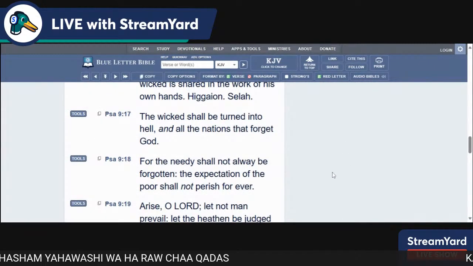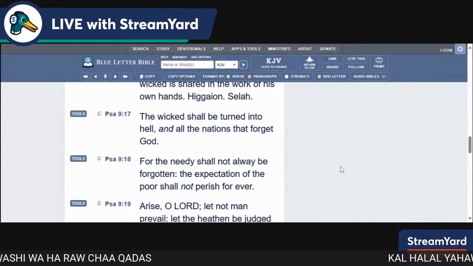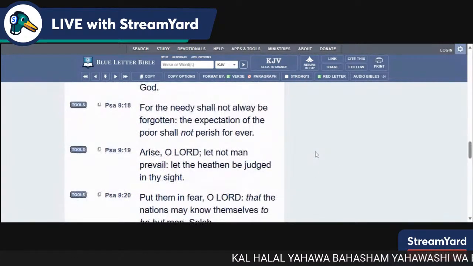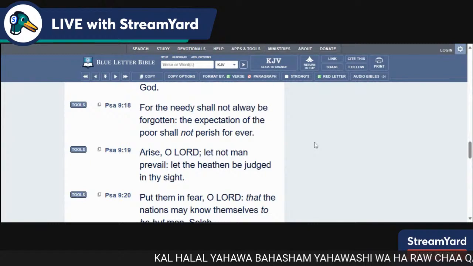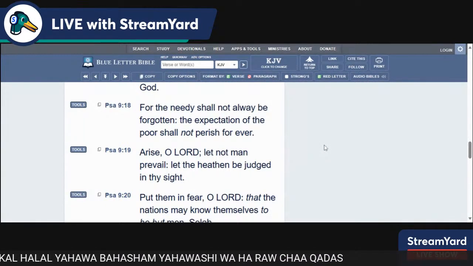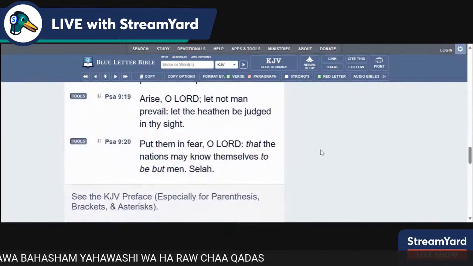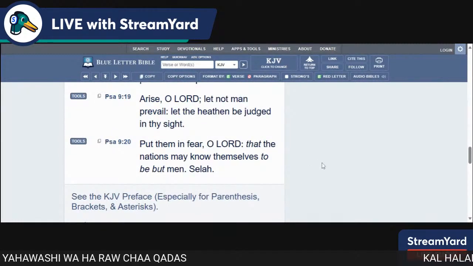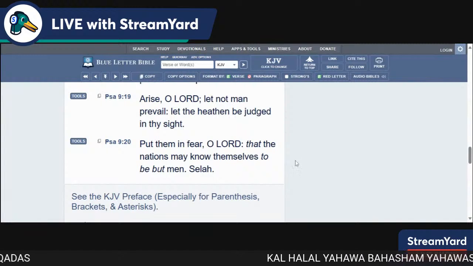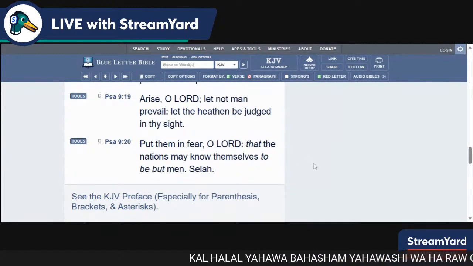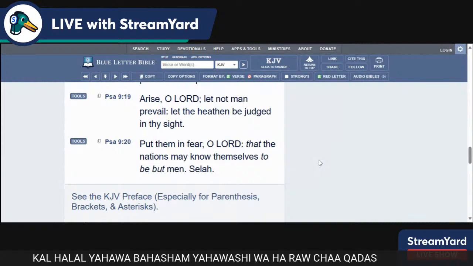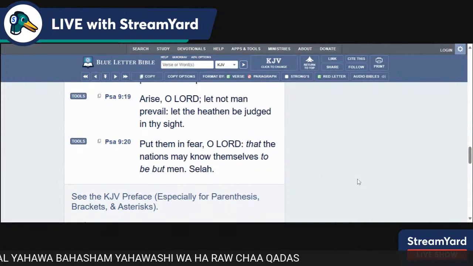The wicked shall be turned into hell, and all the nations that forgot the Most High. For the needy shall not always be forgotten. The expectation of the poor shall not perish forever. Arise, O Lord, let not man prevail. Let the heathen be judged in thy sight. Put them in fear, O Lord, that the nations may know themselves to be but men.